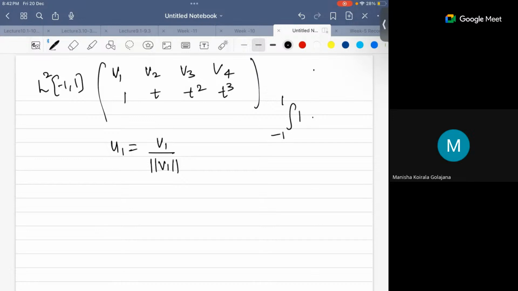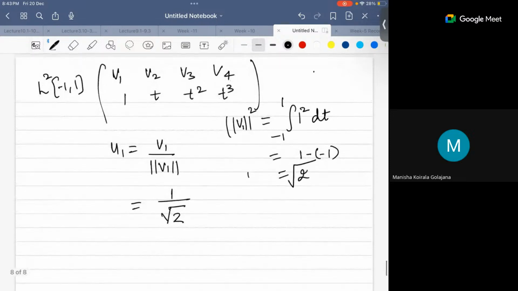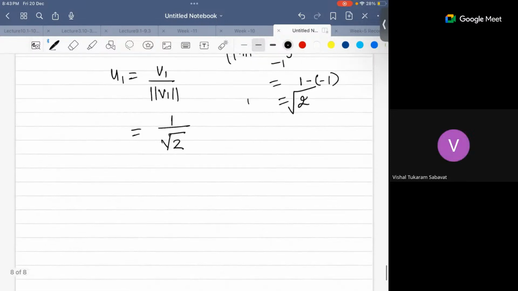And what do you have to integrate? The norm square. So the norm of v1 squared equals the integral of 1 square dt. This will be 1 minus -1, so this is 2. So the norm of v1 will be root of 2. So u1 equals v1, which is 1, upon root of 2. Is this clear to everyone or not? Okay, now the second part.